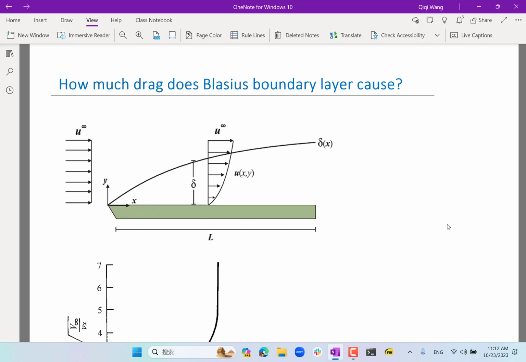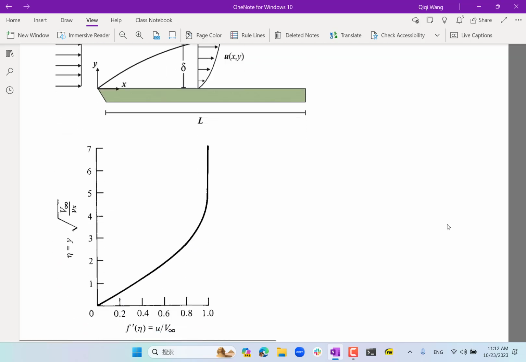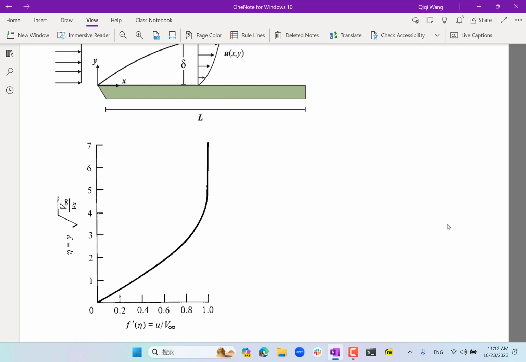So the drag due to the accumulation, the integration of shear stress on the surface. We start this by looking at a flat plate, right? And we know on a flat plate, the boundary layer is the Blasius boundary layer, and it is of a fixed shape, right? No matter how thick the boundary layer grows, the shape is the same. The only difference is when you change the velocity, this scale changes. And when the boundary layer grows thicker, this scale changes.